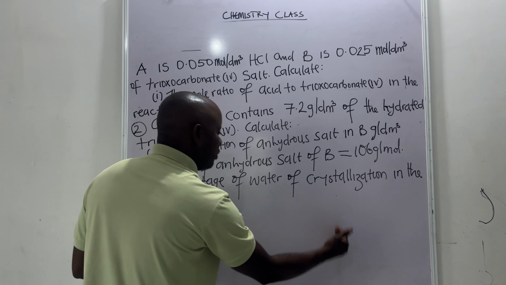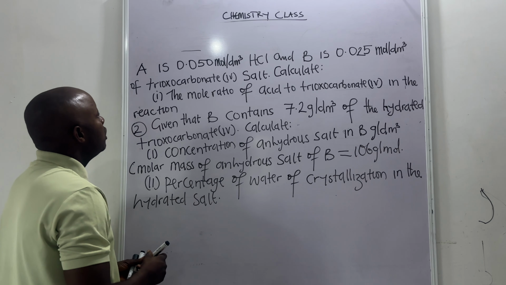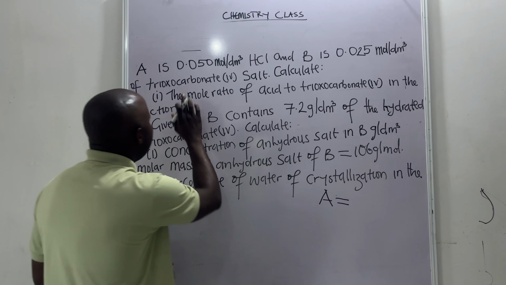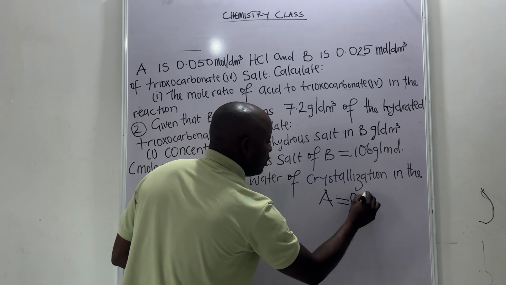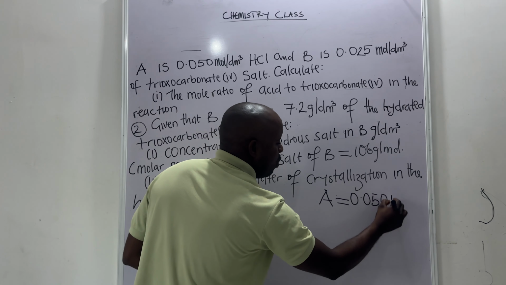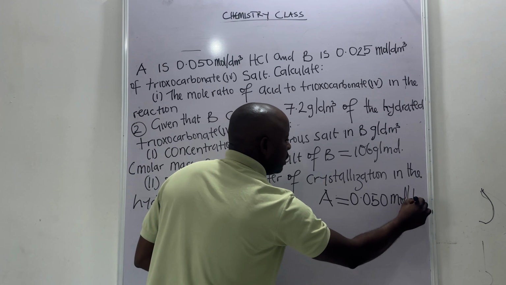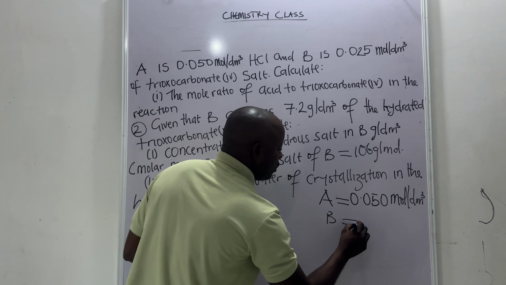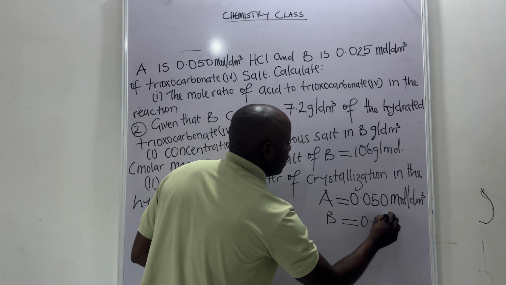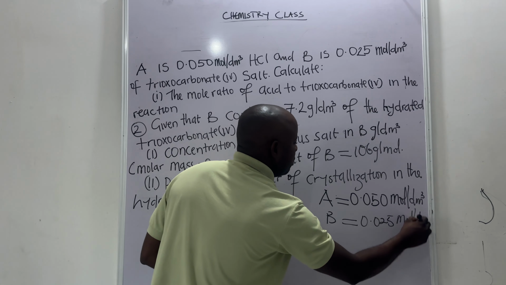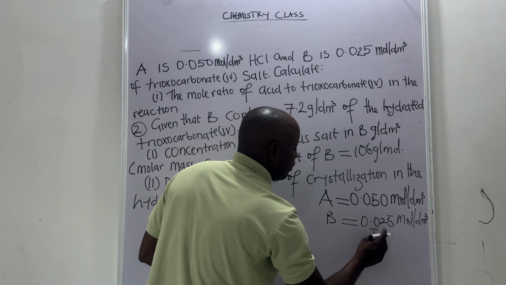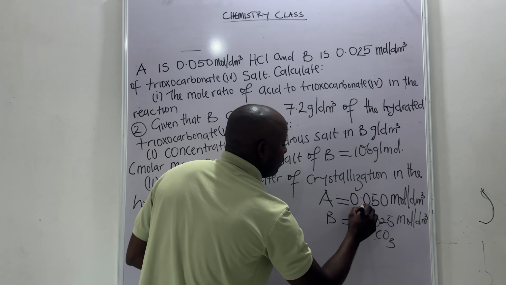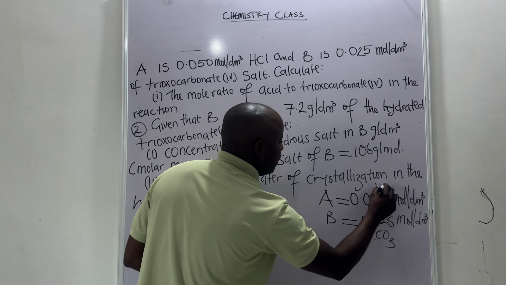So we take it to one side of the board, so that we can have enough space to write. So we said A has a concentration of 0.050 mole per dm cube. We said B is a trioxocarbonate(IV) salt, so 0.025 mole per dm cube as well. This is trioxocarbonate(IV) salt. Here we have HCl.